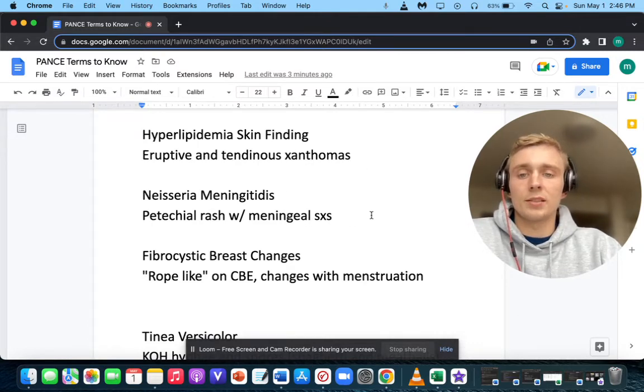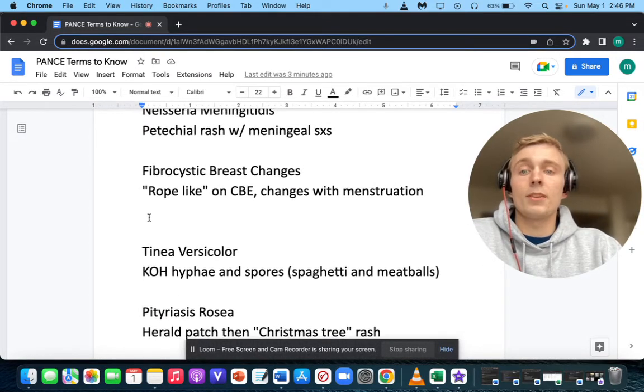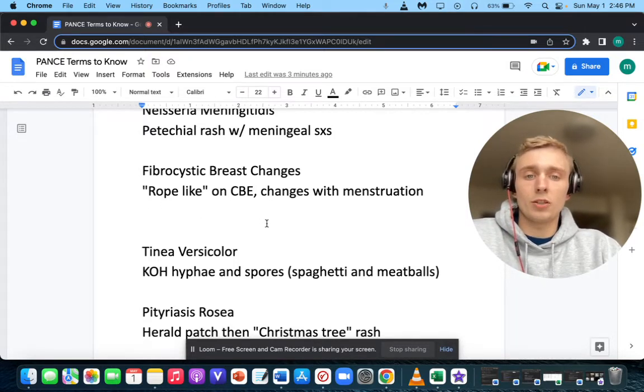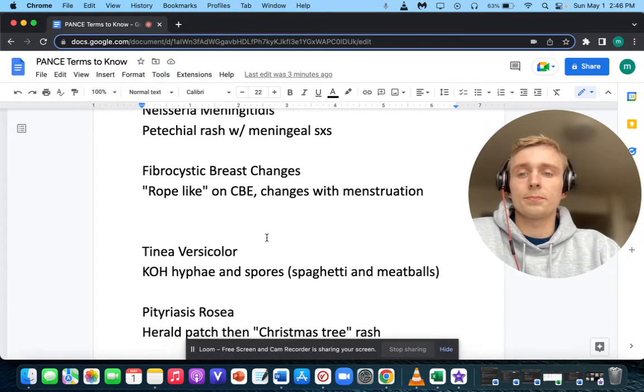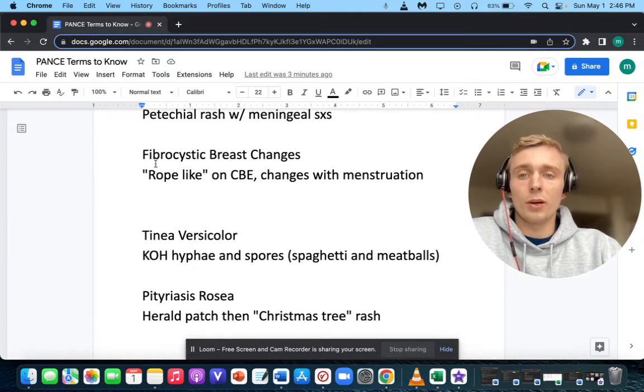If there's a rope-like, quote unquote, mass on clinical breast exam, and also changes with menstruation. So a rope-like mass felt on breast exam, and also changes with menstruation. You want to think of fibrocystic breast changes. So fibrocystic breast changes, as opposed to a fibroadenoma.